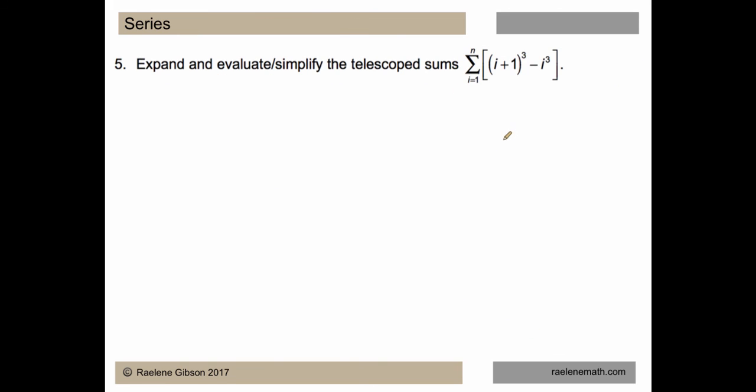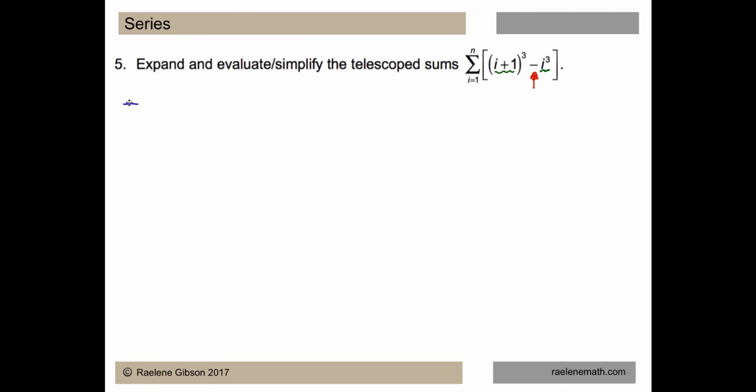The next part of the warm-up is to expand and evaluate or simplify the telescoped sum. So here we have this telescoped sum from i equals 1 to n of (i plus 1) cubed minus i cubed. Now there's two characteristics of a telescoping sum. We have a subtraction in between, and we also have two consecutive input values, i plus 1 and i, or maybe it's i and i minus 1. And they don't have to be in bigger minus smaller order.